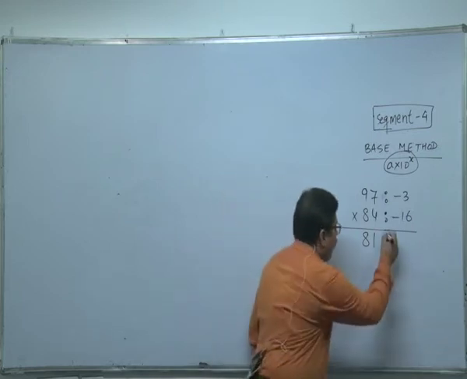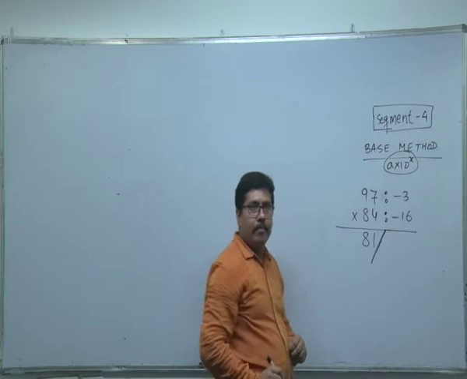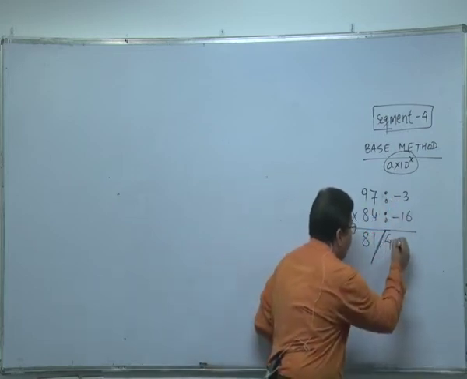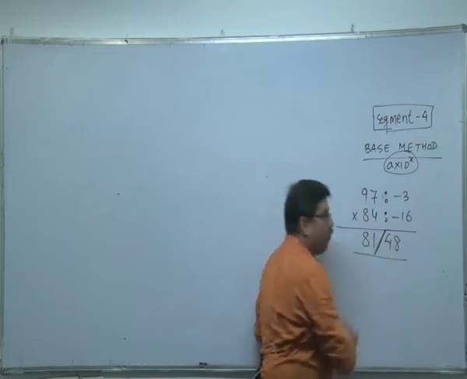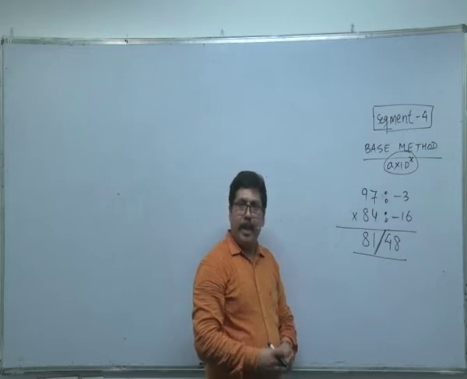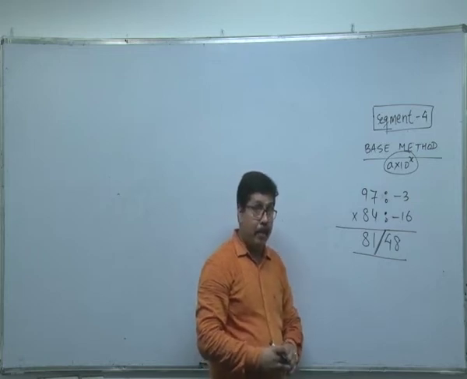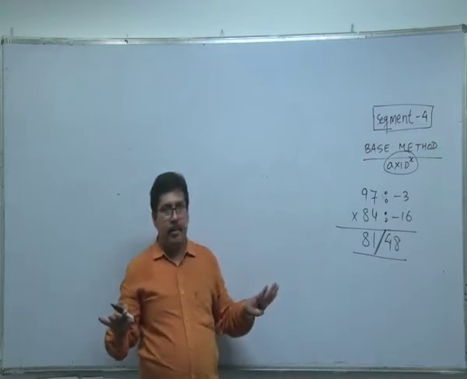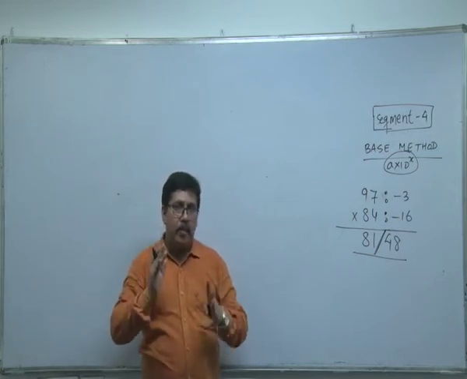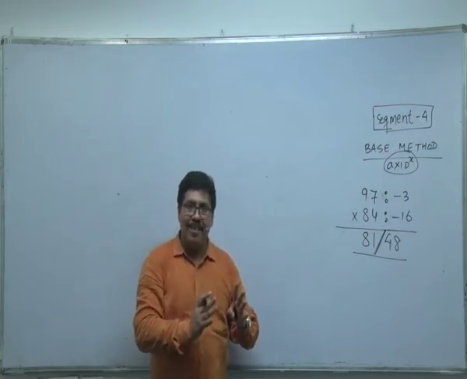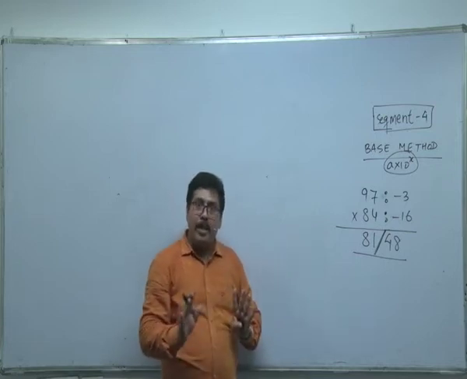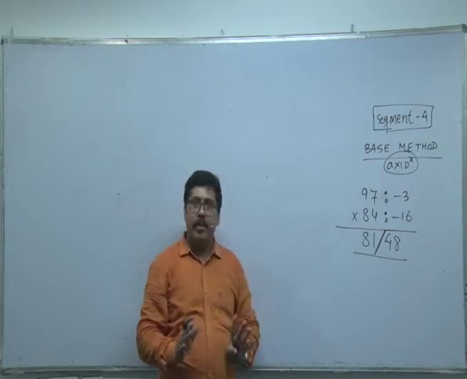Step number 3. Give 1 slash. And minus 3 into minus 16 is 48. So 8148 is my answer. But the most important point is, you must sense the number of digits in your final result. 97 into 84 is a 4-digit number. That's why my answer is 8148.